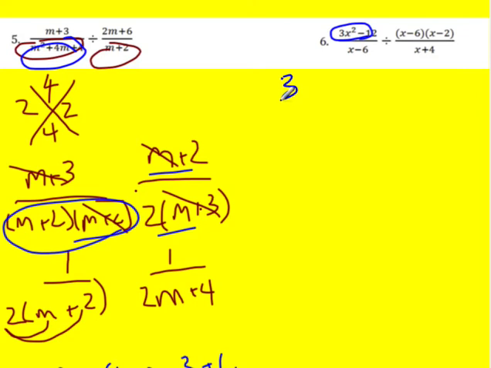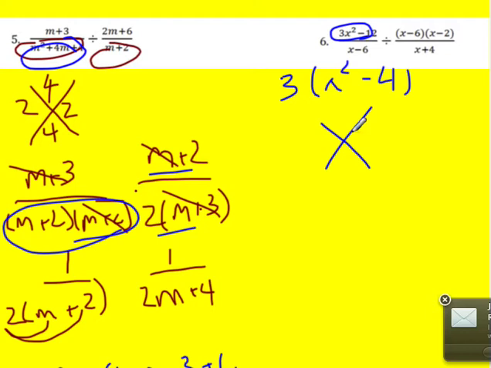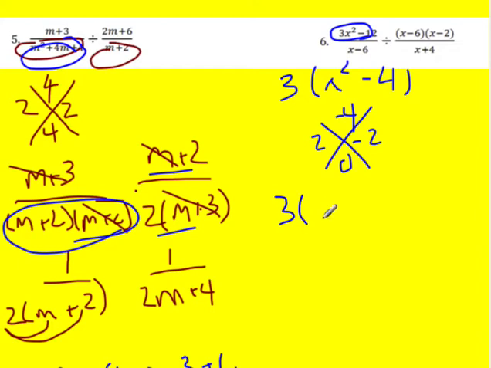So first thing I'm going to do is divide out a 3. And when I divide out a 3, I'm left with 3 times x squared minus 4. Now, x squared minus 4 is something that we can actually factor because we're multiplying to a negative 4, and then we're adding to 0. So then we have 2 and negative 2. So then what we need to do is factor that. So we have 3 times x plus 2 times x minus 2. That's what's going to be on top. And then we're dividing by x minus 6.